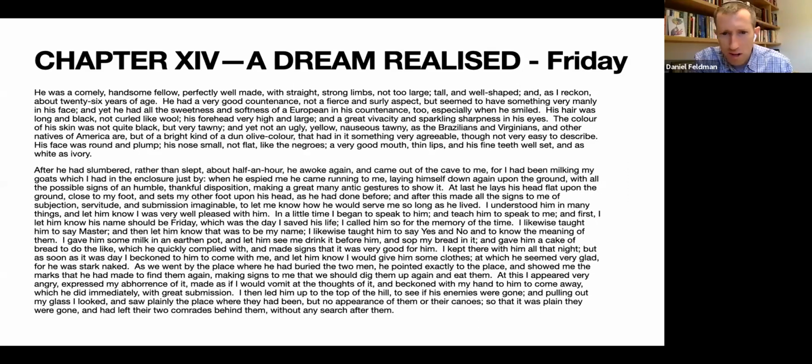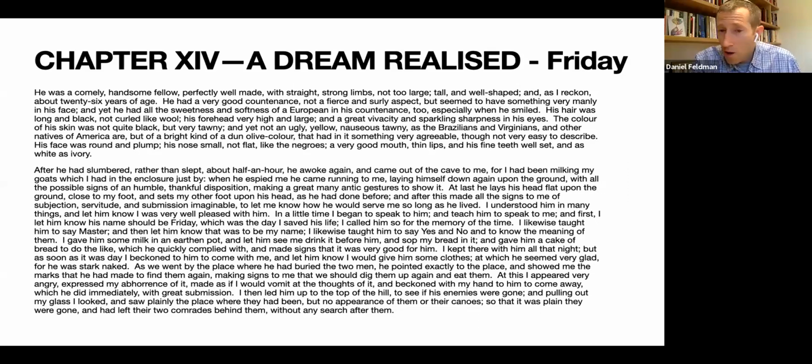I'm just reading through that lower paragraph now. He lays his head flat upon the ground, close to my foot, and sets my other foot upon his head as he had done before. After this, made all the signs of subjection, servitude, and submission imaginable. He willingly becomes his slave.